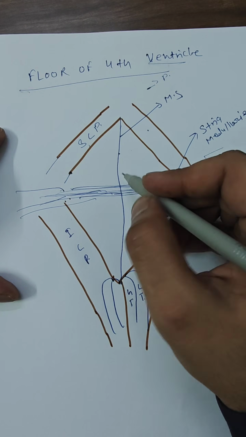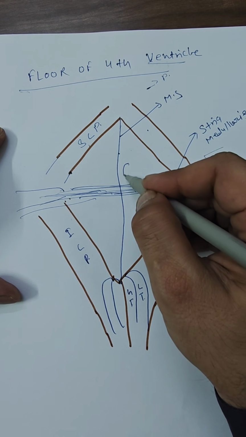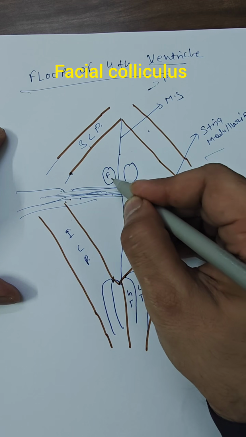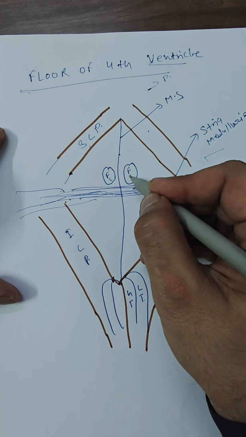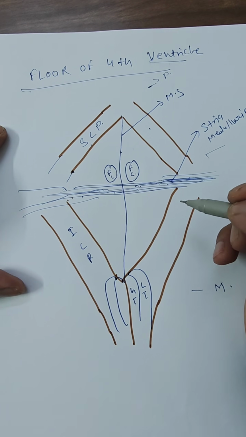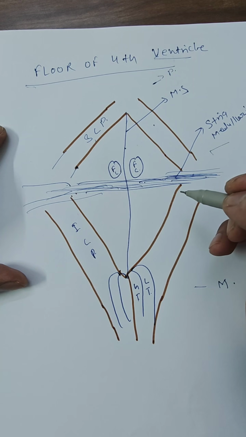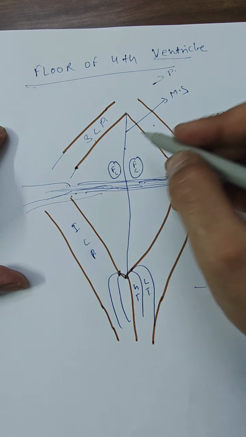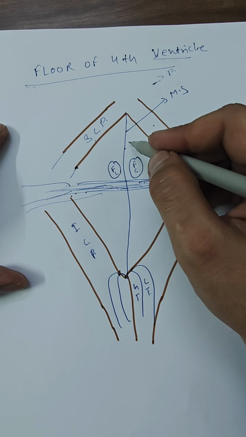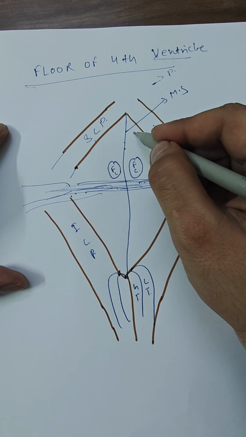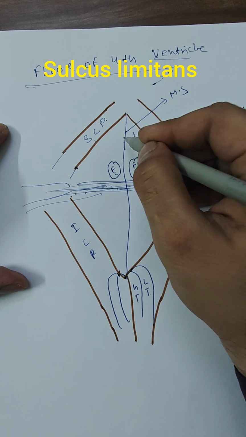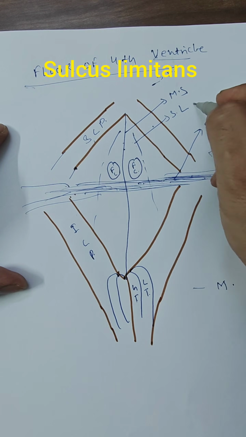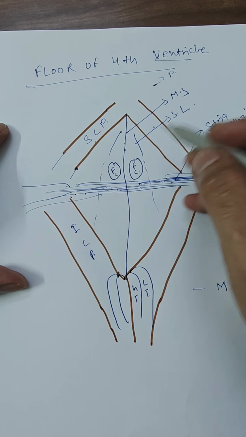Just on either side of the median sulcus we have a swelling. This is facial colliculus, produced by nucleus of facial nerve. Then lateral to the median sulcus, we have another sulcus. This is sulcus limitans.